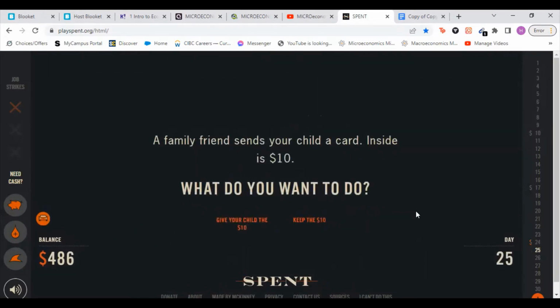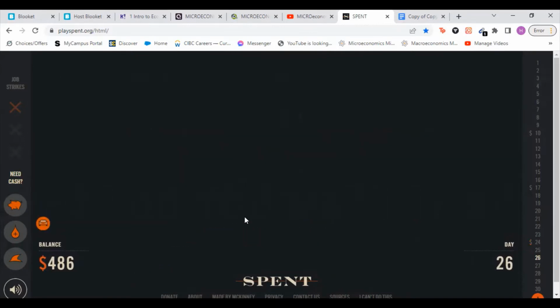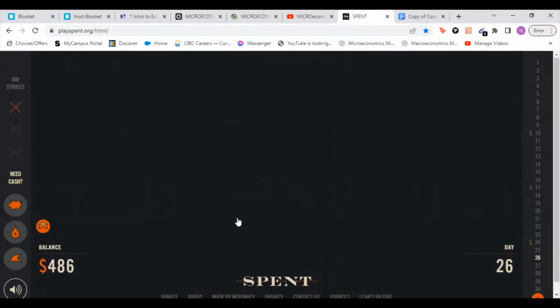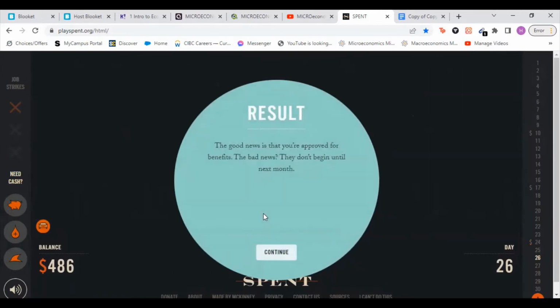Family friend sends your child a card, inside is $10. What do you want to do? Give your child the $10. Yeah. Your income level qualifies you for food stamps. What do you want to do? Apply. Yeah. Good news is that you're approved for benefits. Bad news, they don't begin until next month.